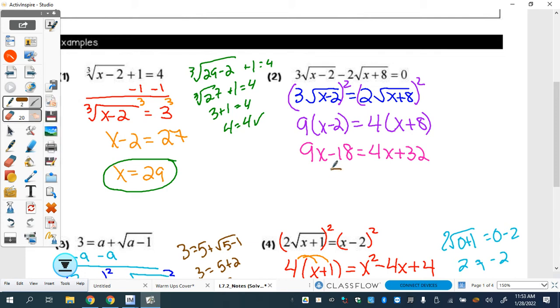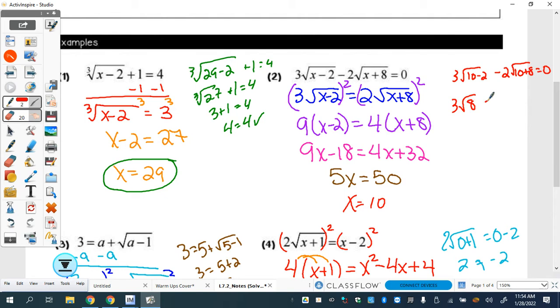Subtract my 4x. Add my 18. And what do we get? X equals 10. So let's just check, make sure 10 works. So I'm going to plug in my 10.